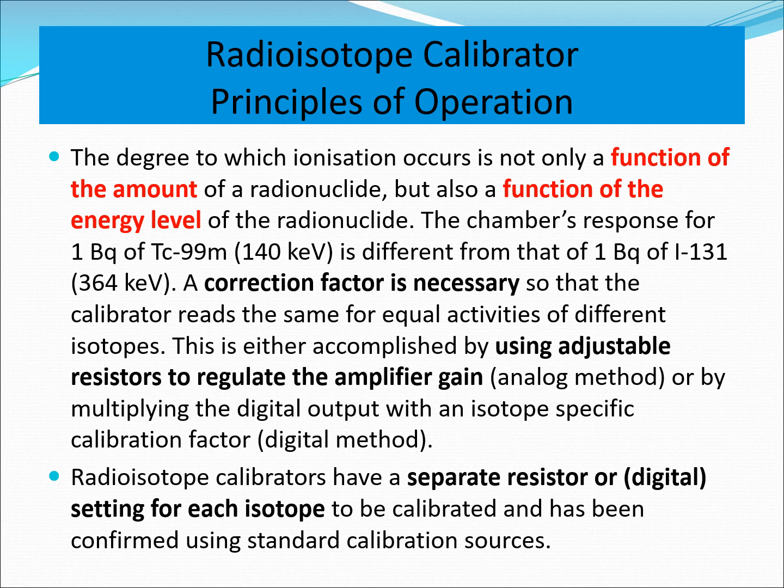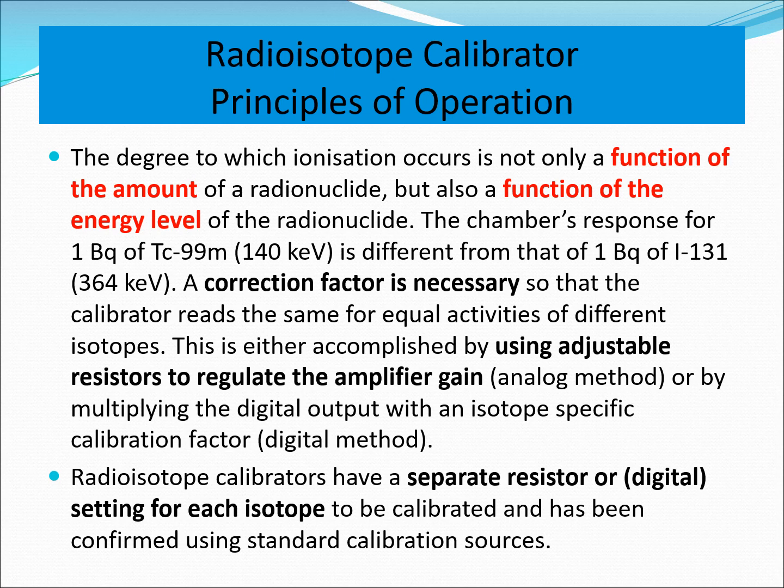Just to recap, remember that the degree to which ionization occurs is not only a function of the amount of radionuclide, but it is also a function of the energy level. For example, if you're talking about technetium-99m, its energy emitted is 140 keV, whereas the gamma energy that's emitted by iodine-131 is 364 keV. So therefore a correction factor is necessary so that the calibrator reads the same for all activities that are equal.